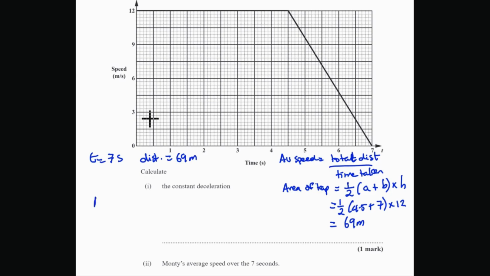So therefore the average speed is going to be distance over time, which is equal to 69 over 7, and that gives me 9.86 meters per second. And this is our average speed.